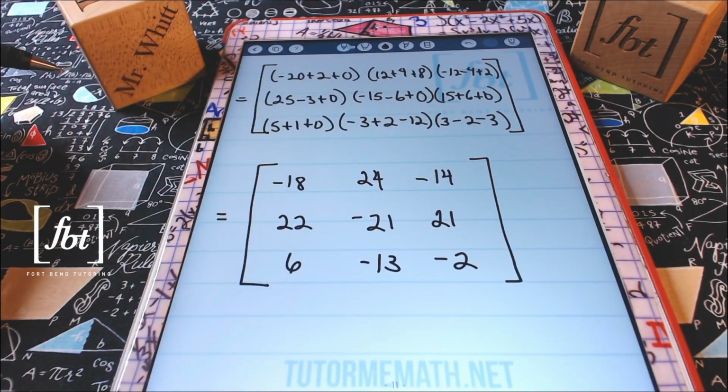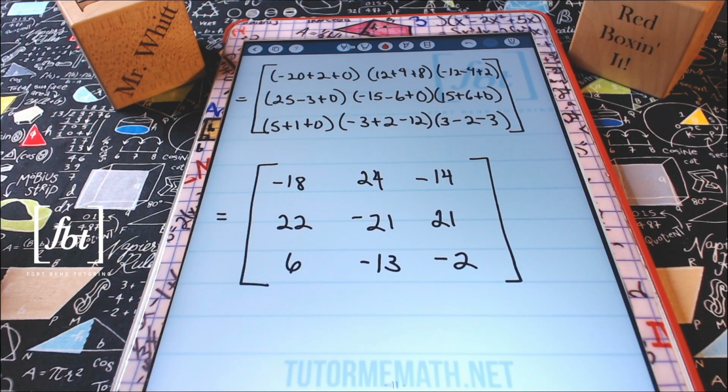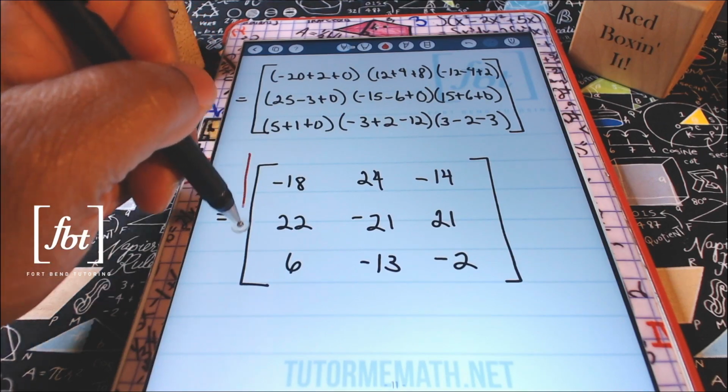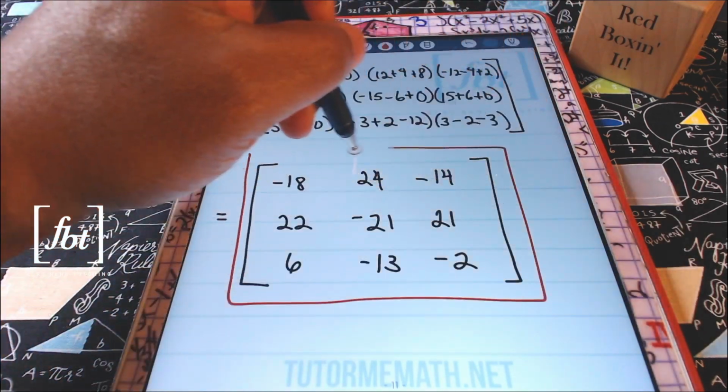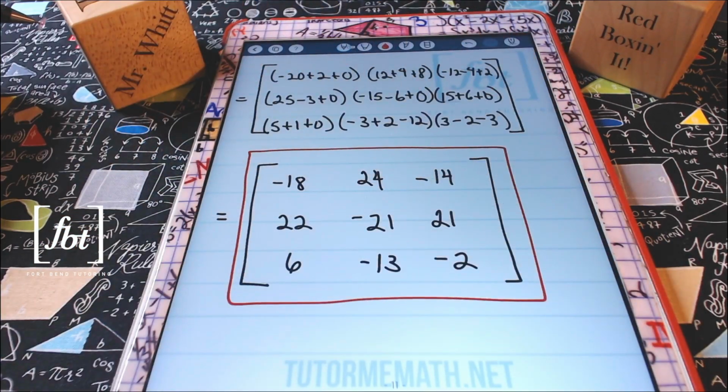And this is going to be your answer, guys. Done and done. Red, box it. That's right. We have our 3 by 3 result, our square matrix as a resultant matrix, and that was problem number 5, guys.